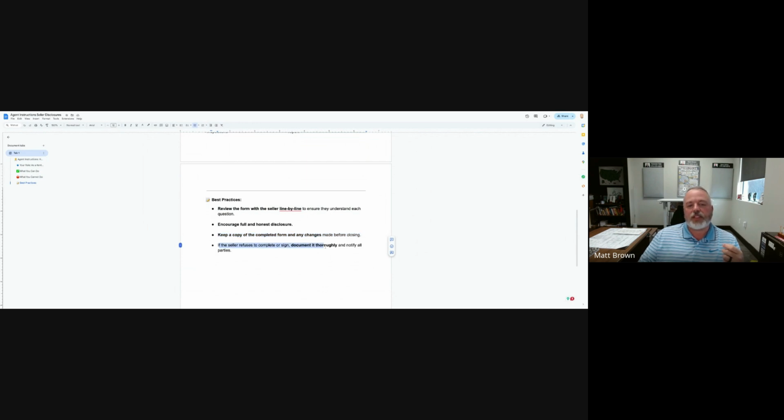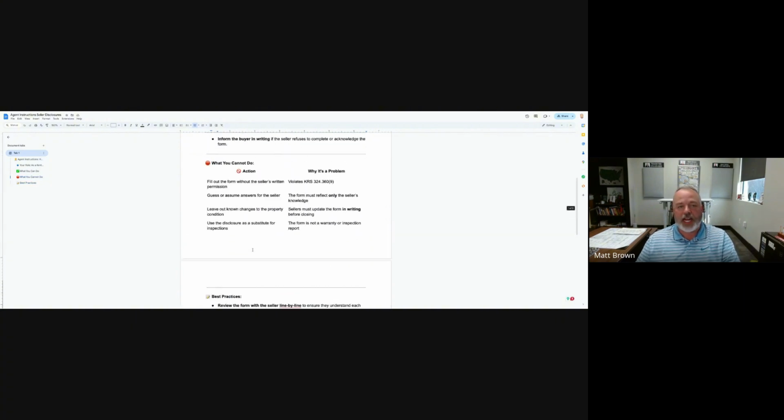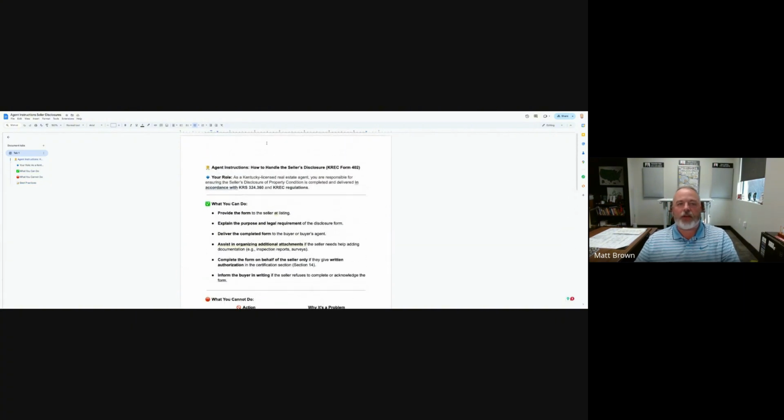And if the seller refuses to complete or sign the form, document it thoroughly and notify all parties, including getting the last page signed where it says that they not only will not fill it out, but they won't even sign to acknowledge that they won't fill it out. So simple instructions, but a really great reminder. The other thing that we have is, let me switch screens here.